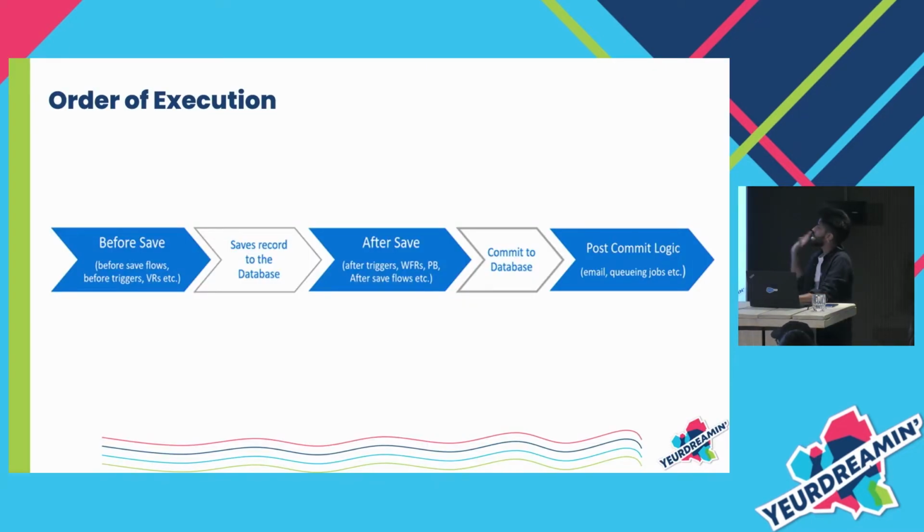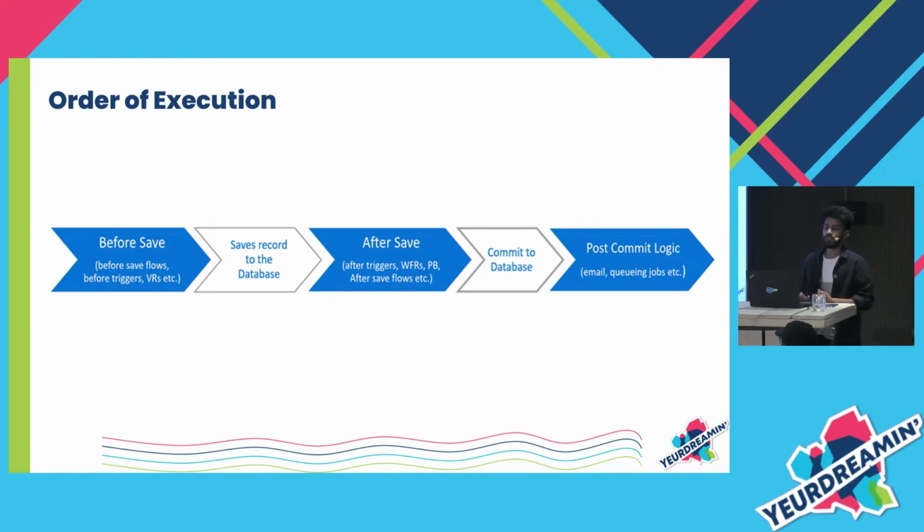So this is a brief snapshot. I've tried to categorize the order of execution in a very plain and simple way. The transaction starts when you hit the save button, and these are the steps that happen. Before save, you have flows, before triggers, and then validation rules. These are the things that happen before your record is committed to the database. What happens after the record is saved is after-save processing, which includes after triggers, workflow rules, process builder, and after-save flows.